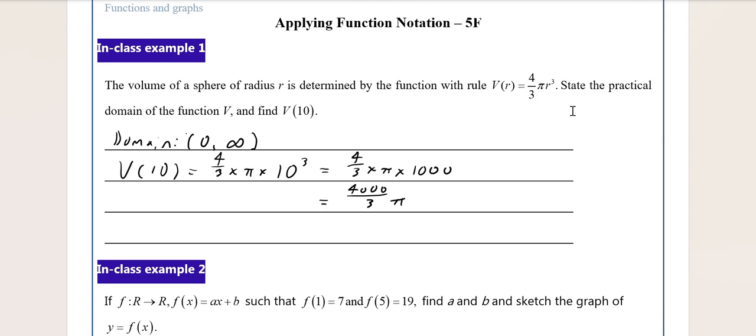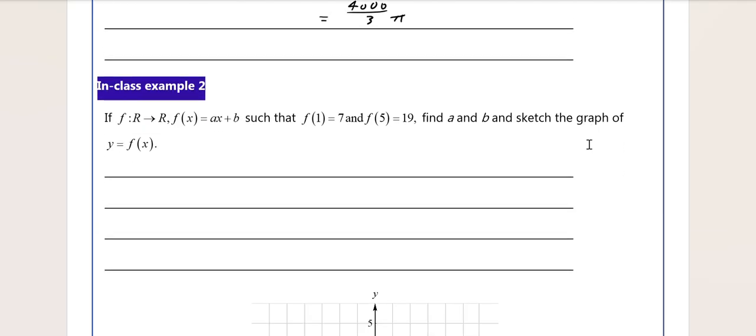So that's the sort of stuff we're dealing with. I'm hoping that this is not going to seem new to anyone. It's just figuring out what domain would make sense for the function that we've got. And then the second bit is just about replacing our variable, in this case r, with a particular value. A couple of questions are going to look like that.